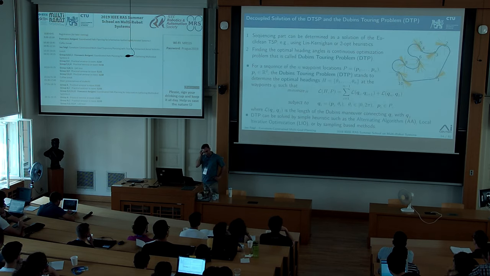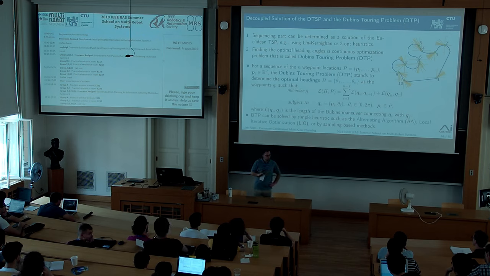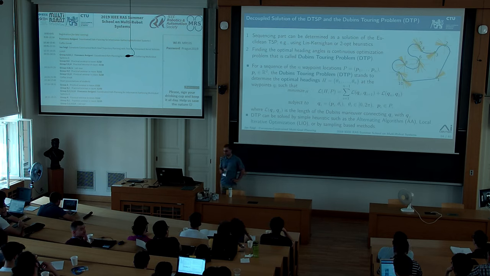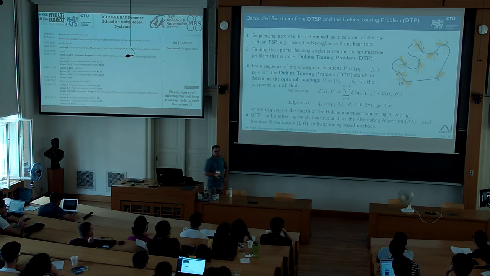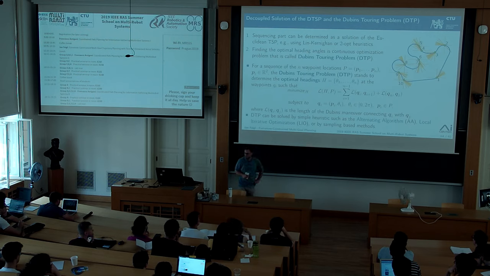So the sequencing part: in the decoupled approach, we will relax the headings. So we have a pure Euclidean planar TSP instance. You can solve it. You can use Concorde, for example, or you can use Lin-Kernighan or whatever you like as a solution for the TSP. So once you have the sequence like this, then the problem is a continuous optimization, and we call this problem the Dubins touring problem to really specify, okay, we have the known sequence, okay?